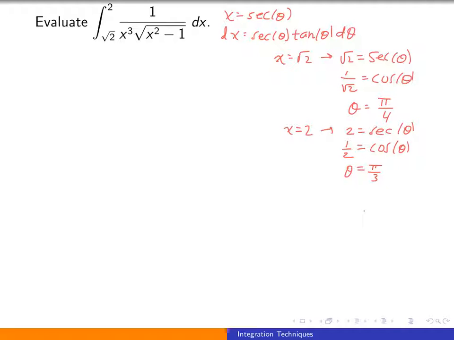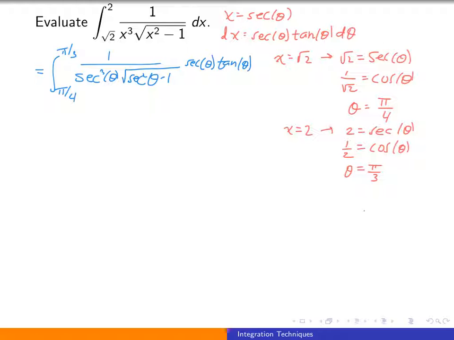So now in terms of an integral only involving thetas, we have a definite integral going from our lower limit of integration, pi over 4, to our upper limit, pi over 3. We replace every x with a secant. So 1 over secant cubed theta multiplied by the square root of secant squared minus 1. And then the dx becomes a secant tangent d theta.